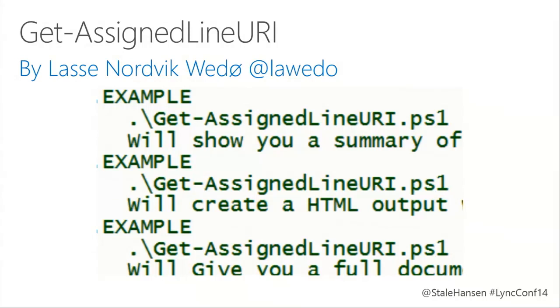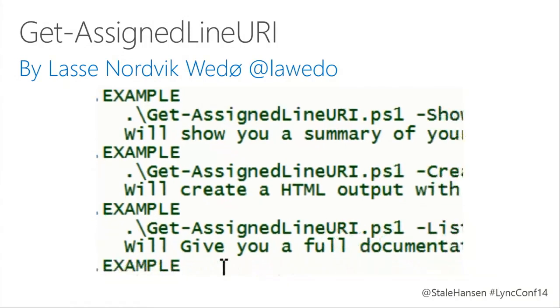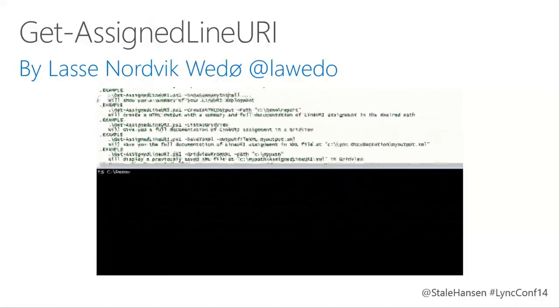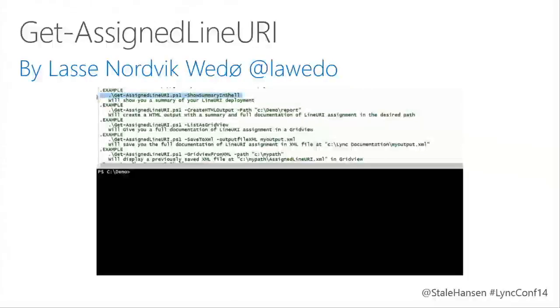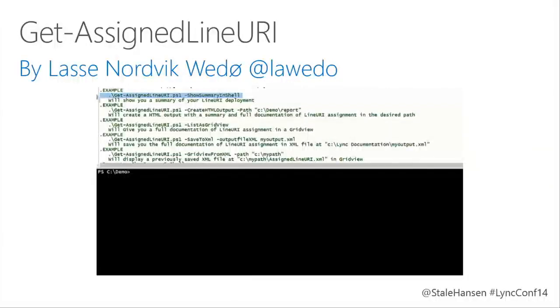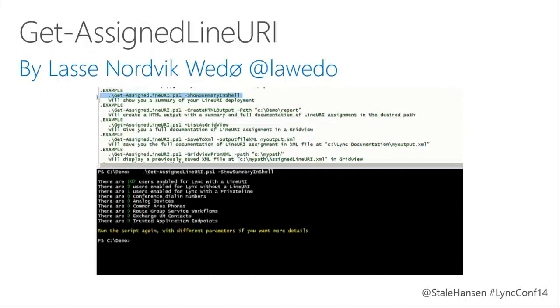When I run this script, I just open it in PowerShell ISE, which is the preferred way for me to run PowerShell scripts and work with PowerShell at all. I run the first cmdlet, where I want to display everything in the command prompt. Here I see I have 107 users with the line URI, and I haven't deployed any other objects that have a line URI. Which is good to know.